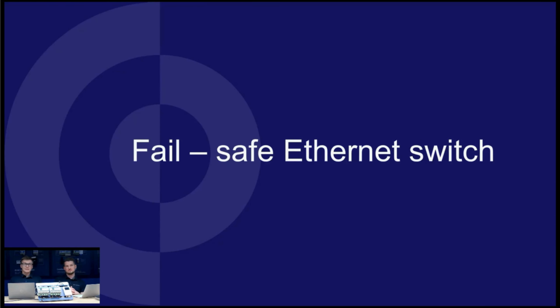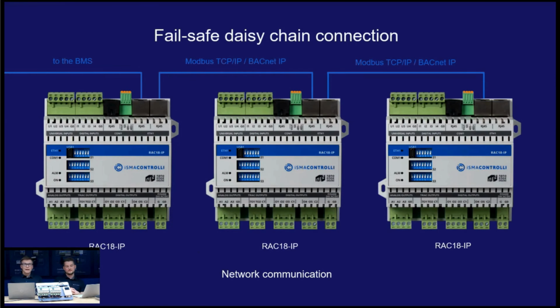The second key feature is the built-in fail-safe Ethernet switch, which allows you to make a daisy chain connection. So it's one IP port that allows a daisy chain connection using Modbus TCP and backend IP connectivity. And what exactly does fail-safe mean? It means that in case of power supply failure, the network communication is still upheld. So the network communication works even without power supply.